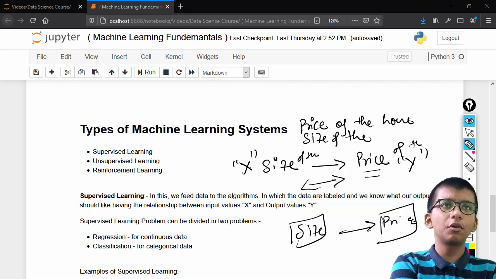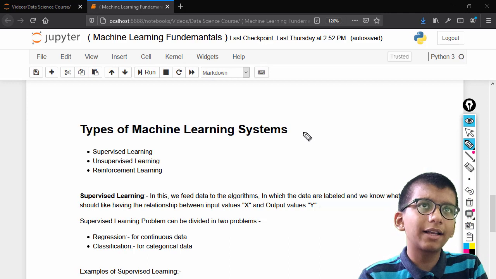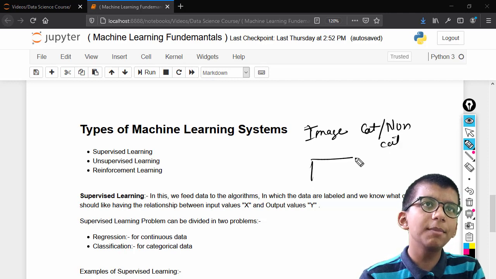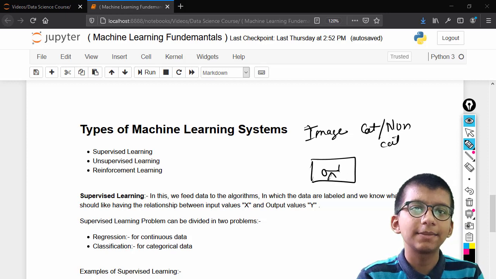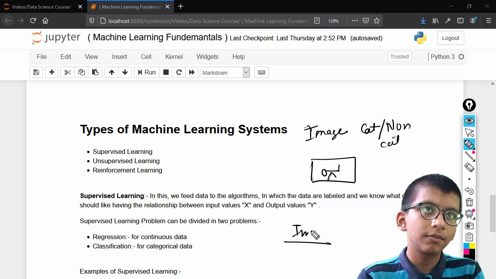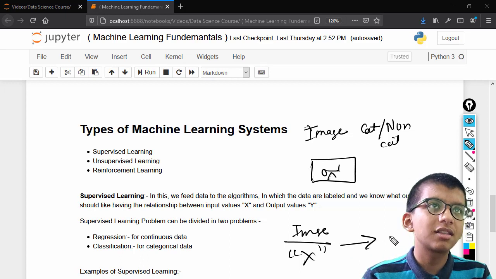Okay, so let's take one more example. Let's say we want to classify an image as a cat or a non-cat. We will be given an image and we want to classify this image as a cat or a non-cat. So we give the input image, which is X. We usually denote X with a capital X, and then we get the output, cat or non-cat, which is Y, a small y.